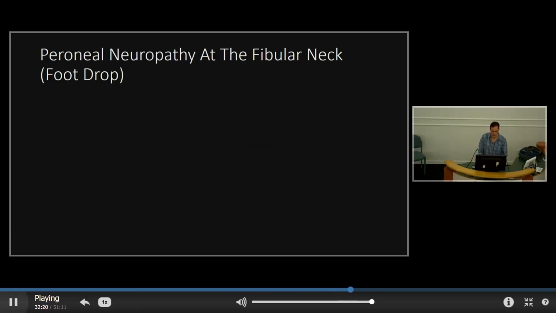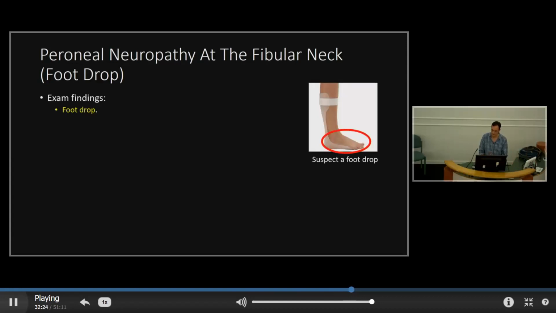So peroneal neuropathy at the fibular neck, foot drop. This is the most common cause of a foot drop. And honestly, the best clinical sign if a person has a good foot drop is they have a foot prosthesis like this. So it's kind of an obvious one. If you see this, almost certainly they have a foot drop. This is often associated with wasting weakness of tibialis anterior, which is the muscle near your shin that dorsiflexes the ankle.